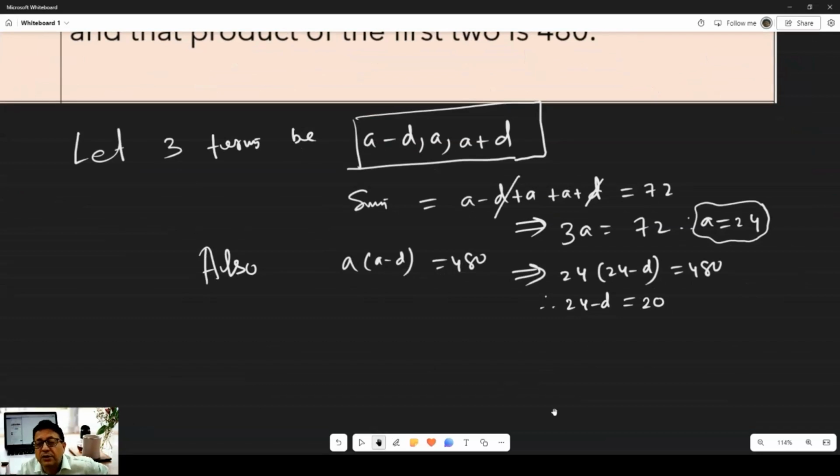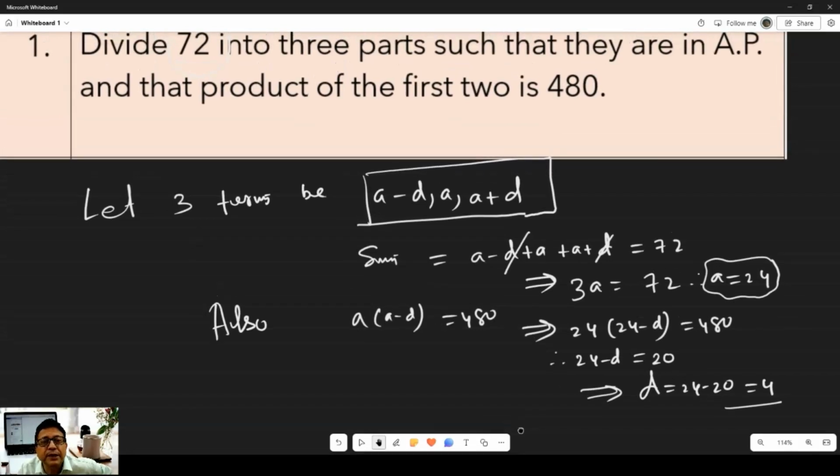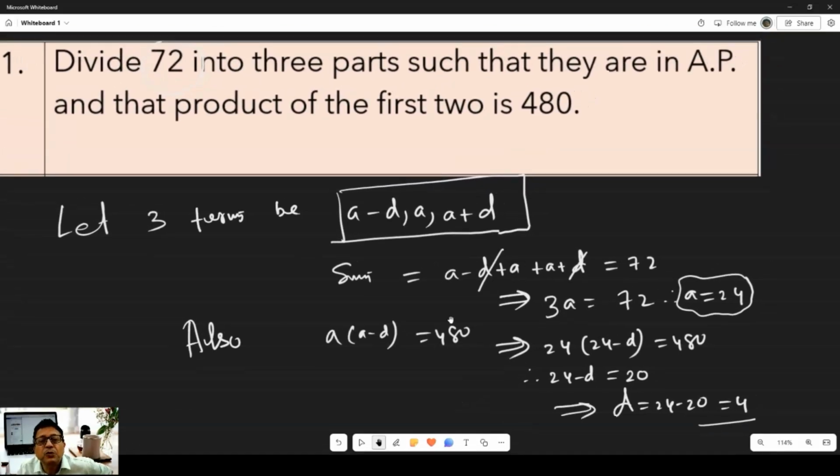And I got the value of D from here. This implies D equal to what? 24 minus 20. This is equal to 4. Understand? You have taken 3 terms in AP, and for those 3 terms A minus D, A and A plus D was there. I got the values of A and D here.